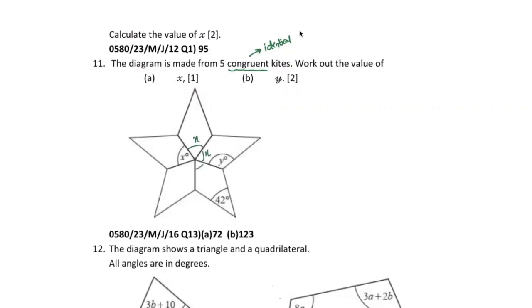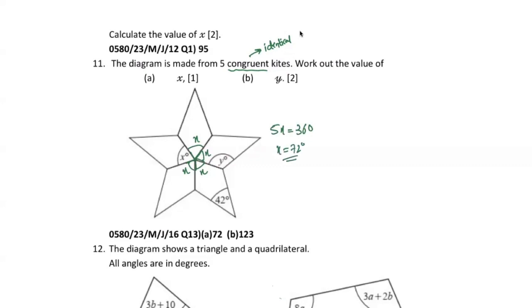Okay, this star is formed by joining 5 congruent kites, which means that this angle is also X, this angle is also X. Each of these edges coming together to form the center of the star, these all the angles are going to add up to, these are 5 x's. So 5x means that the angle around a point should add up to 360. So 5x is equal to 360, then x is going to be equal to 360 divided by 5. So x is 72 degrees, correct?